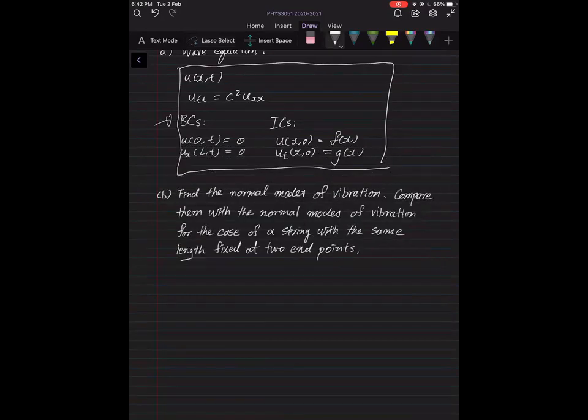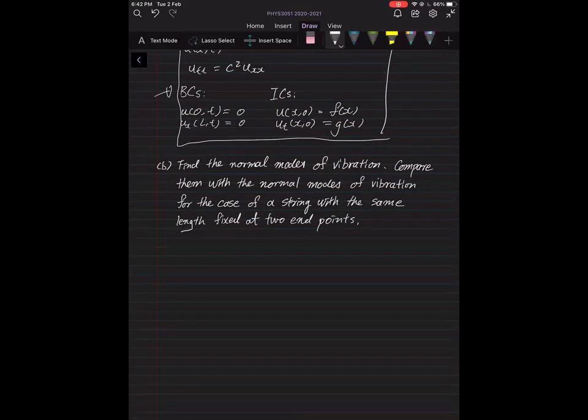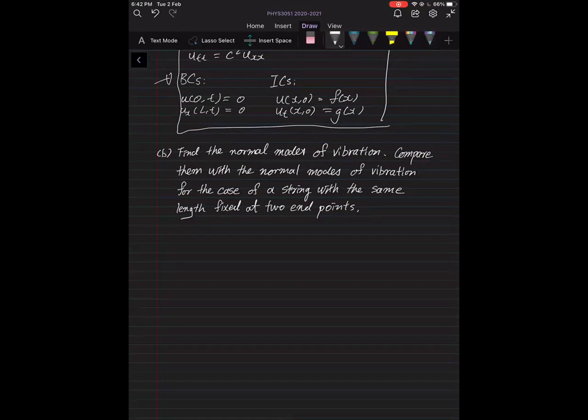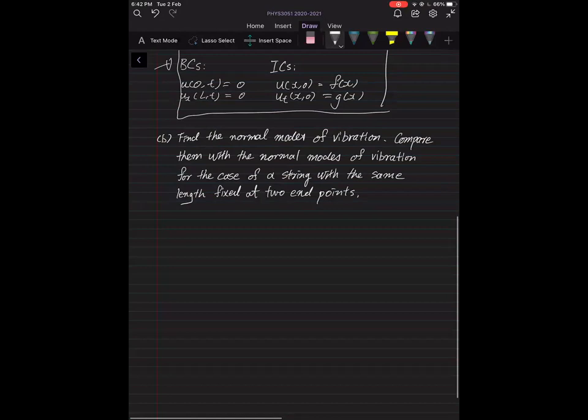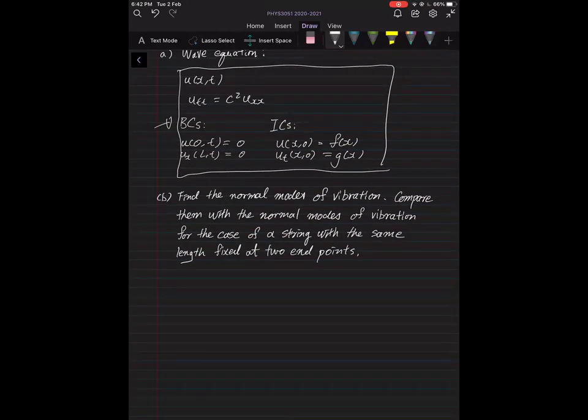For part B, we want to solve and find the normal modes of the vibration. What normal modes mean is the vibration has a single frequency. So this is the differential equation, and these are the boundary conditions and initial conditions.